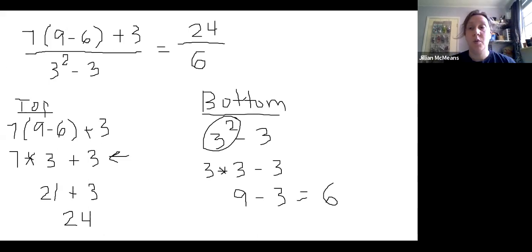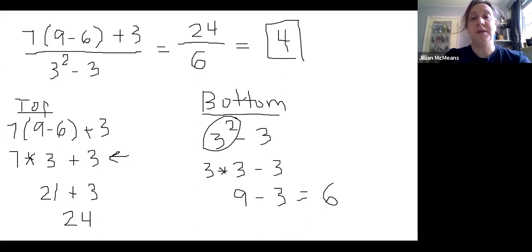All right, so what I have so far is 24 divided by 6. I want to go ahead and finish out this division. And you would get 4. 24 divided by 6 is 4. So you've seen several different examples of the order of operations.